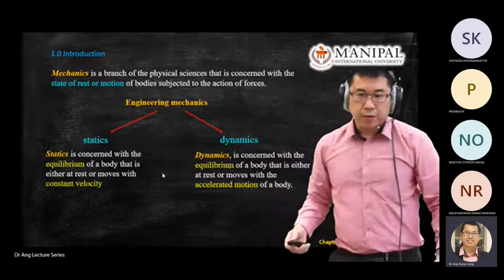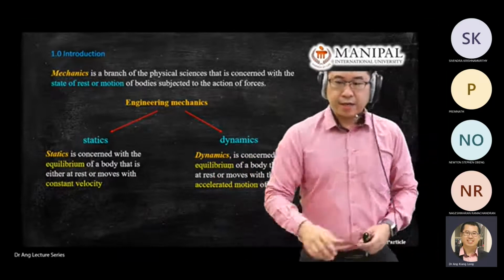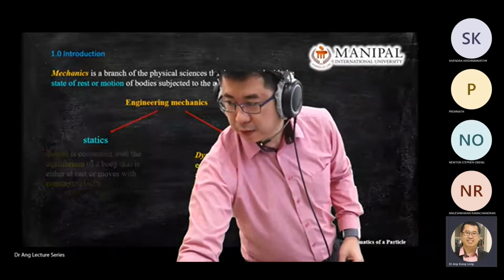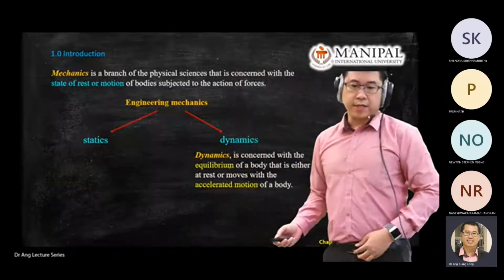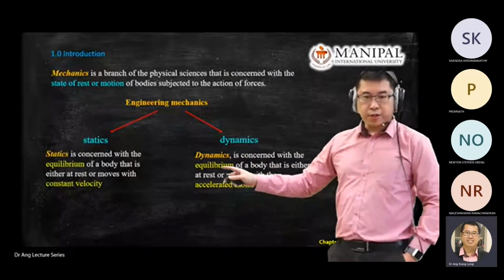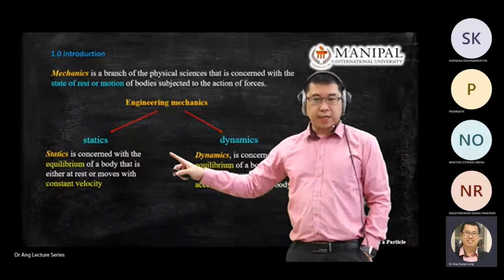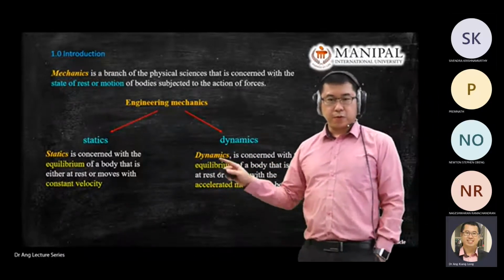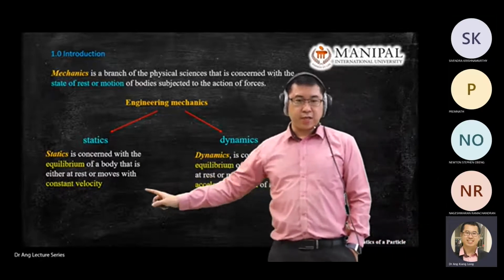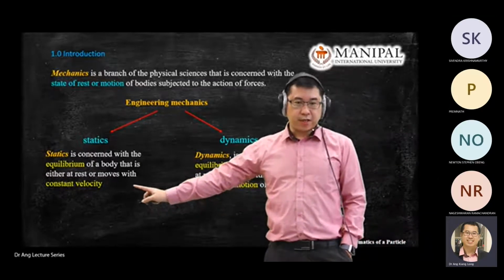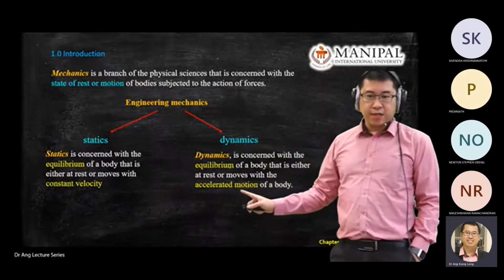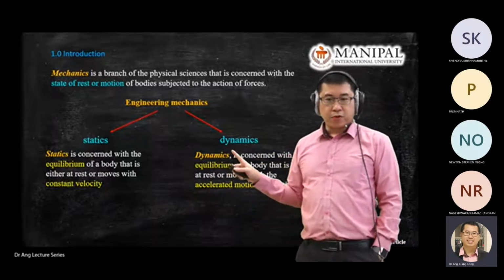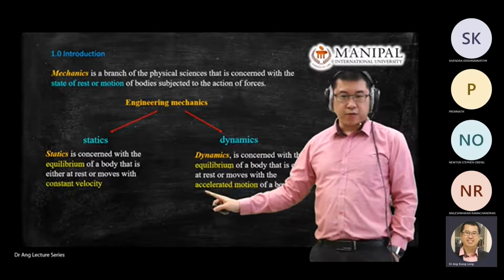Now we have done defining static and dynamic just now. Any question? Do you see the difference between static and dynamics? I hope you can see. The difference is that one has constant velocity, and in the other the velocity is not constant. That's why in this module, when you learn about dynamics, you need to find acceleration.